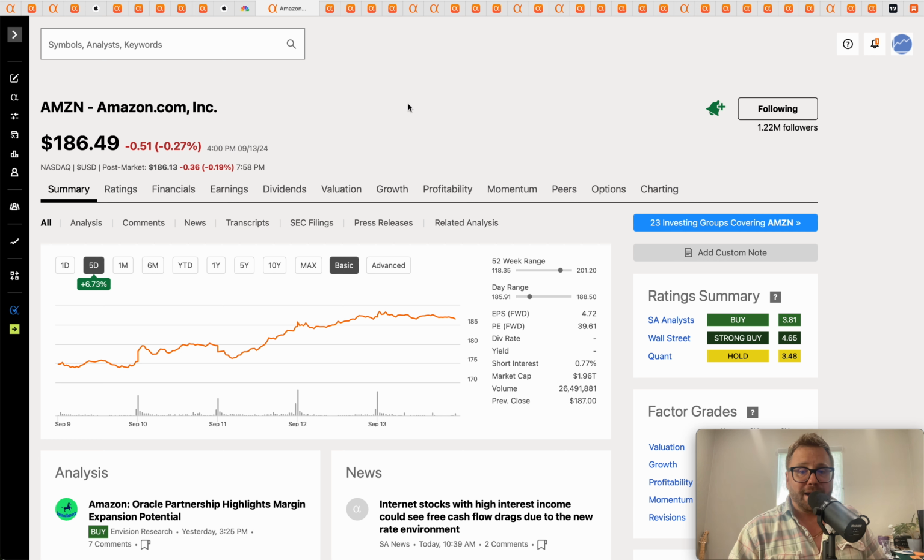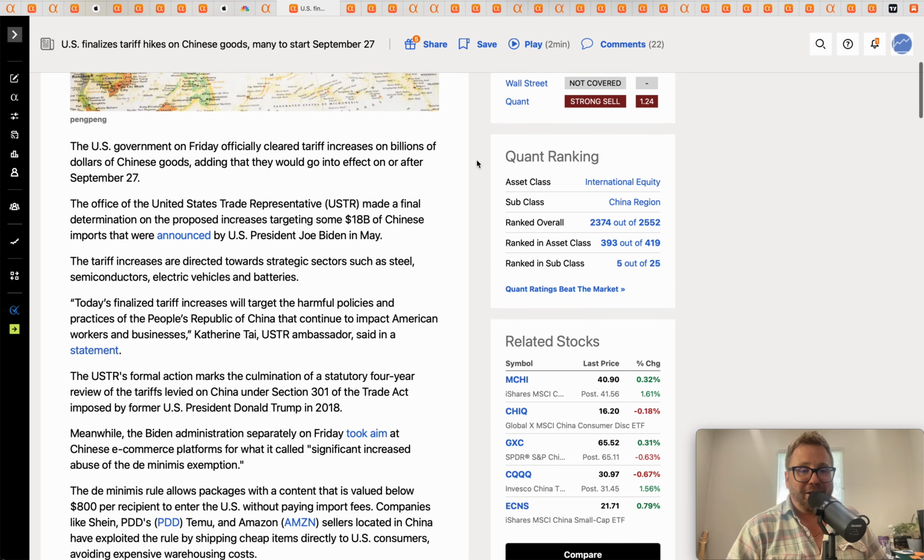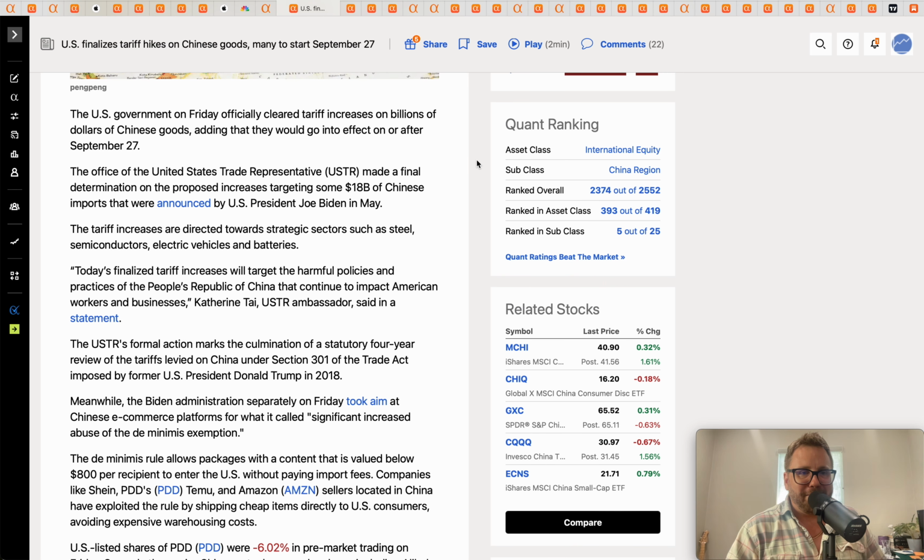Guys, a big $2 trillion company going up nearly 7% in a week where there was no earnings. Thought that was interesting. Now, US is going to finalize tariff hikes on Chinese goods. Many are going to start September 27th. No, don't check your calendar. Don't check who's in the Oval Office. It is not former President Trump putting on these tariffs. It is actually the Biden administration.